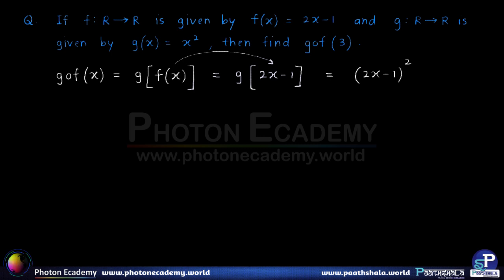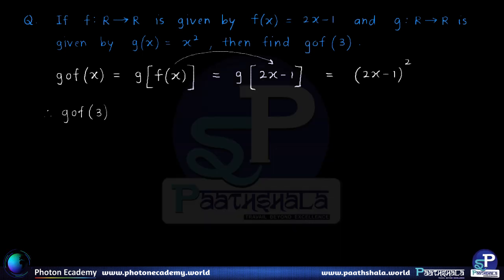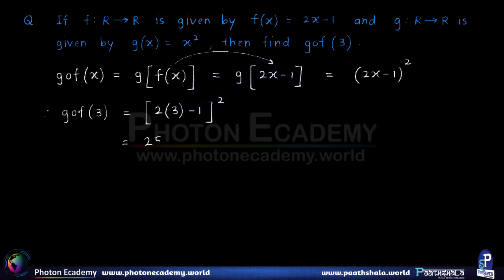So therefore if you want to find the value of g of f at a specific point, say x equal to 3, then we'll merely substitute x equal to 3. So therefore it's nothing but 2 into 3 minus 1 the whole square, which is nothing but 2 into 3 is 6 minus 1 is 5 and 5 square is 25. So that's the answer, right? Let's see one more question.